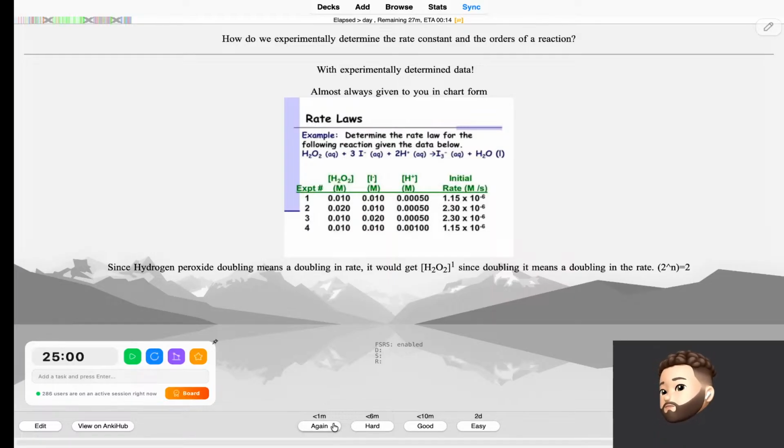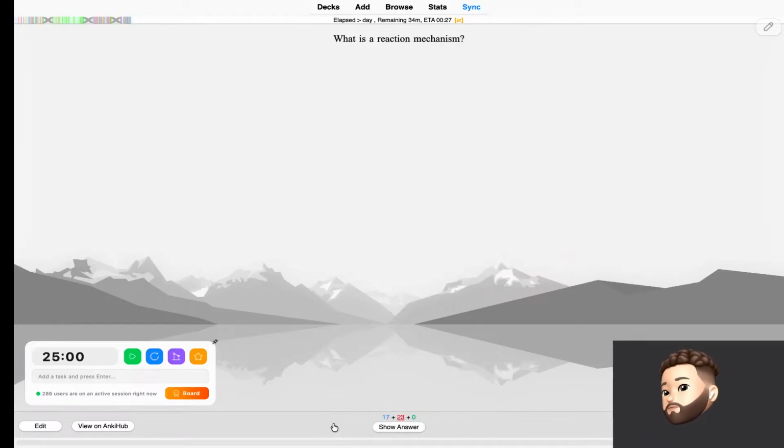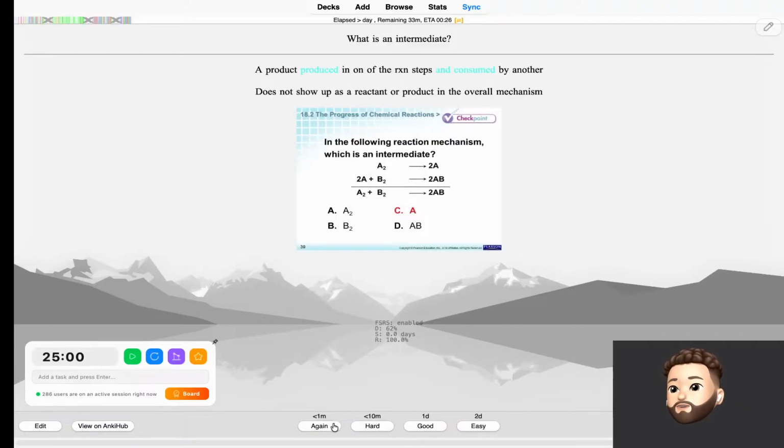Okay. So, what is a reaction mechanism? A series of proposed steps to help you get from the reactant to product. Molecules colliding per second. It is a product formed in one step and consumed in another in order to create the product in the process of creating a product.